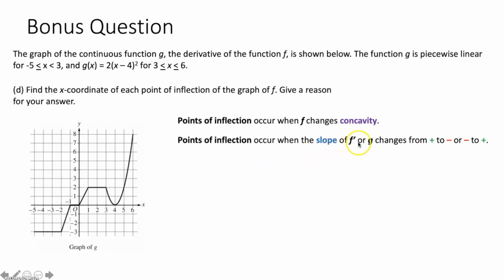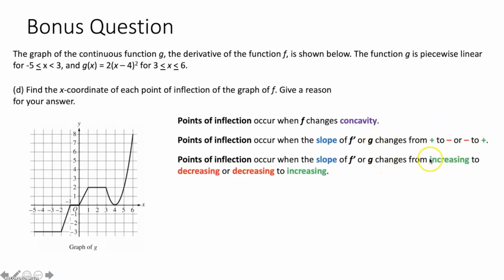Now, like we said in the previous example, the AP test words this a little differently. Instead of saying the slope of f prime or g changes from positive to negative or negative to positive, they say that f prime or g changes from increasing to decreasing or decreasing to increasing. So again, we're just looking for the slope of the graph of our derivative to change from positive to negative or negative to positive. From x is equal to -5 to x is equal to -2, the slope of the graph of our derivative is 0. Then at x is equal to -2, the slope changes to a positive slope.